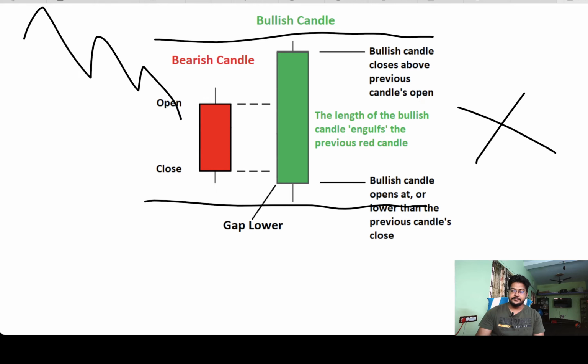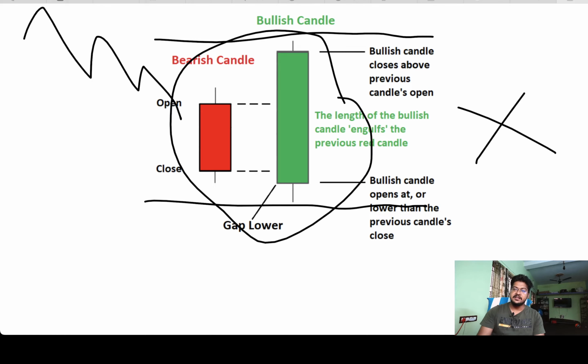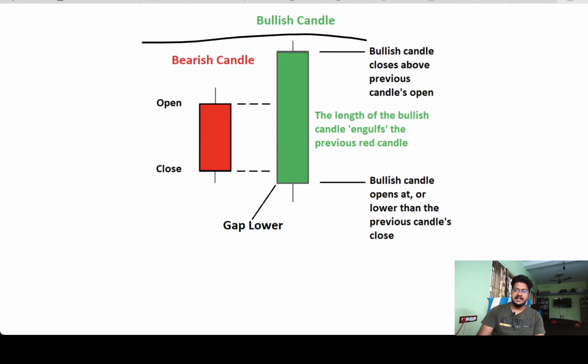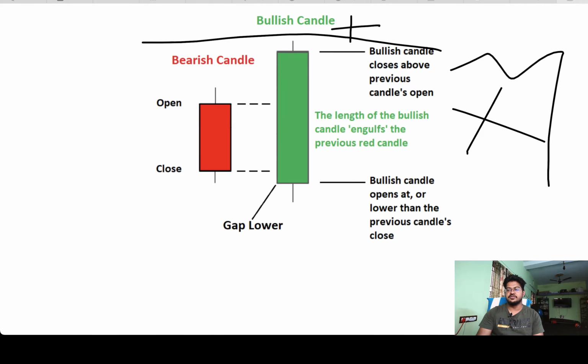Now what is the next step? After this pattern is formed, the next candle should break the high line with a good size of body. It should not be a doji. Let me make it clear. Let's say this is the high, and the next candle formed is a doji like this with very little to no body. Then the trend has a very high chance of not turning into an uptrend. It might go sideways and again continue the downtrend.